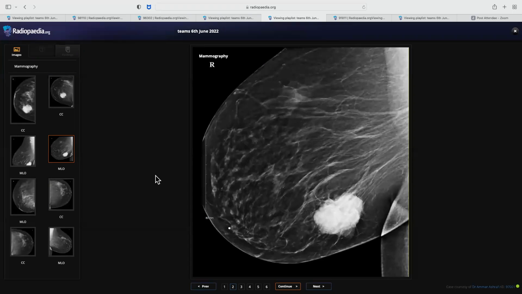So in my routine practice, I would check it with an ultrasound. I would recall this patient back from the screening. Based on the patient's mammogram, what will be the grading for this? Yeah, it's benign. I would grade it as M2. Are you sure? Yeah, it seems to be a benign lesion.